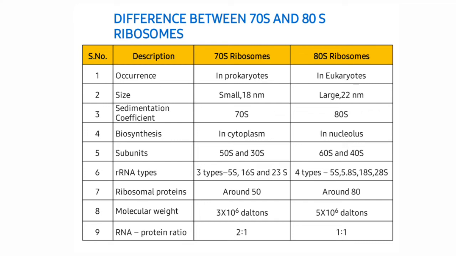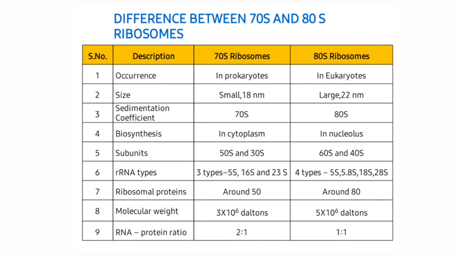The biosynthesis of the subunits takes place in the cytoplasm for 70S ribosomes, whereas for 80S ribosomes, the biosynthesis takes place in the nucleolus. The two important subunits of the 70S ribosome are 50S and 30S, whereas in 80S ribosomes they are 60S and 40S.